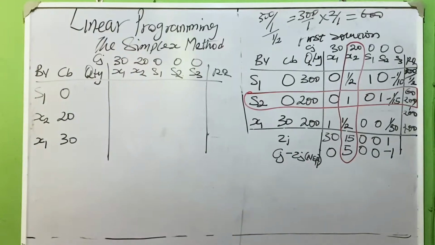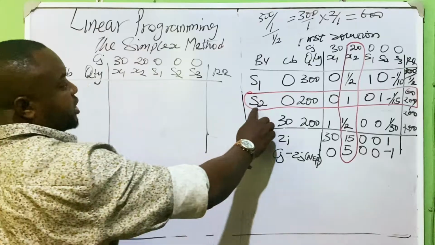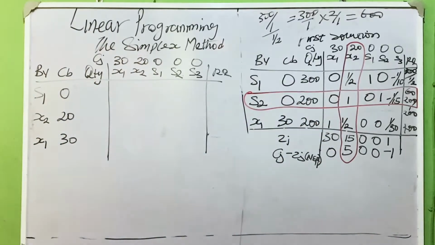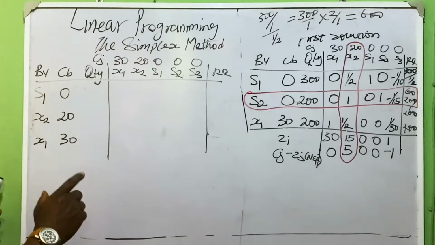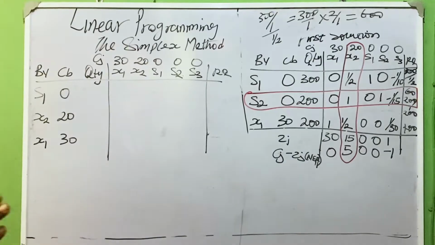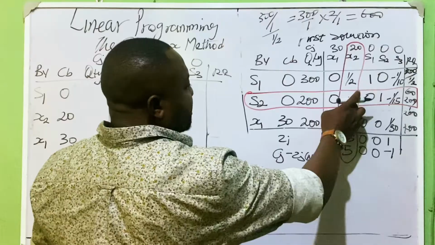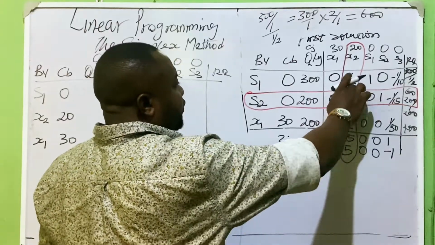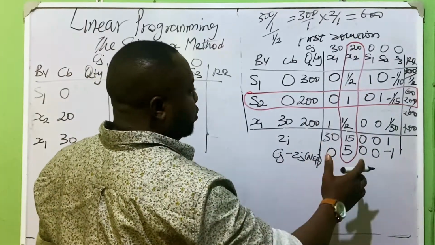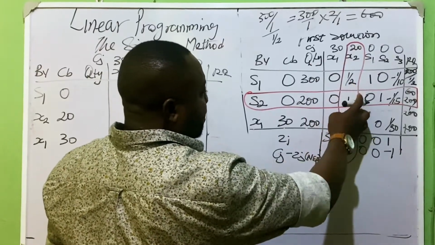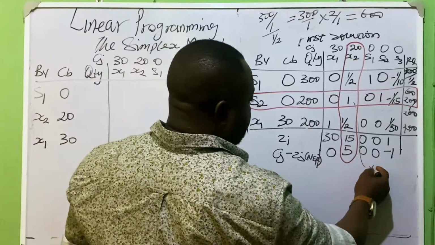So the first transformation that should be done is to transform the key row. And the rule for transformation of the key row is to divide all the entries in the key row by the key number. Now, the key number is the value that lies at the intersection of the key row and the key column. So, key column and row. So, we have 1 here. This is our key number.